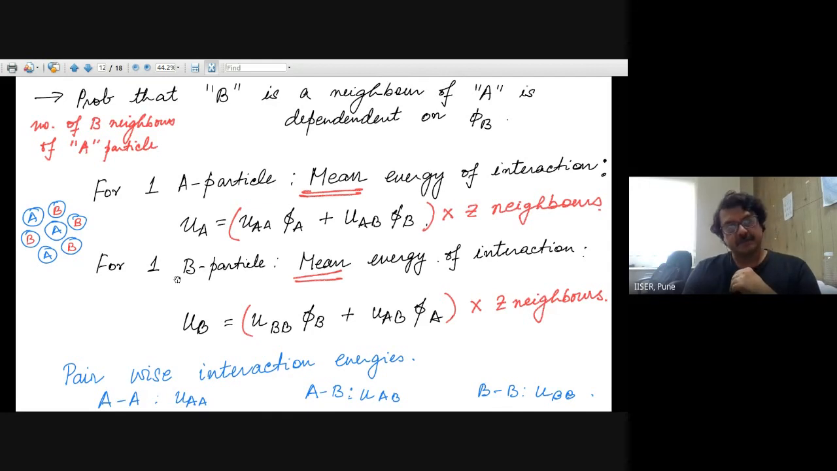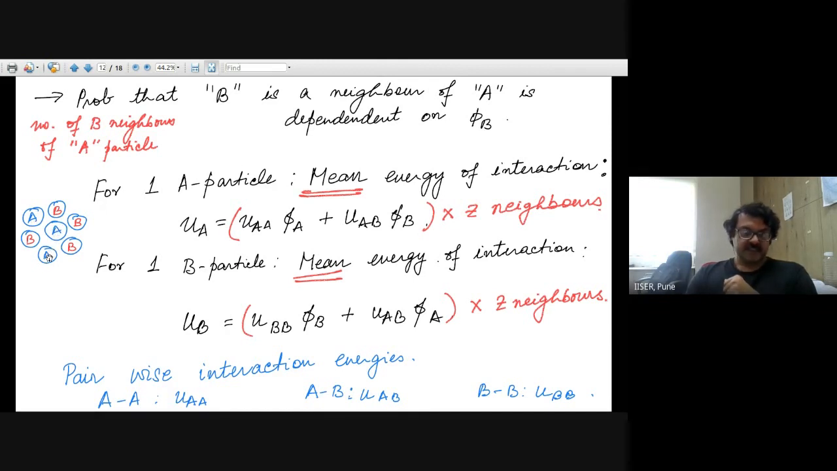Similarly, for a B particle, we are looking at one B particle, the mean energy of interaction will be UBB. Suppose a B has another neighbor B, then UBB is the energy of interaction of such a case, into phi B, plus UAB into phi A, into Z neighbors, because Z is the allowed number of neighbors. Suppose this is A, surrounded by 4 B particles on average and 2 A particles.